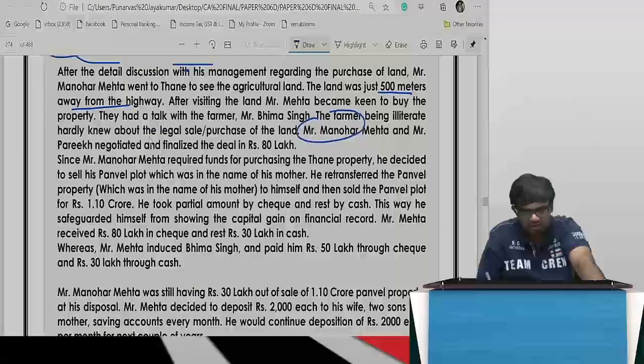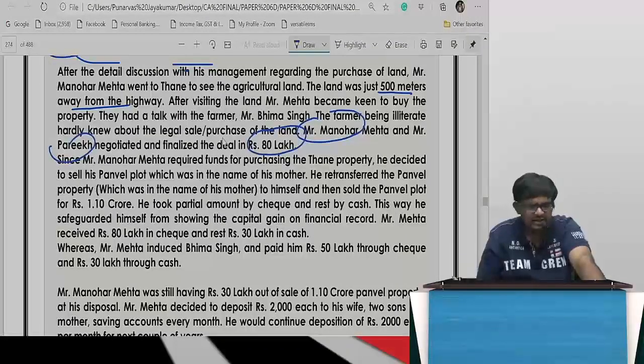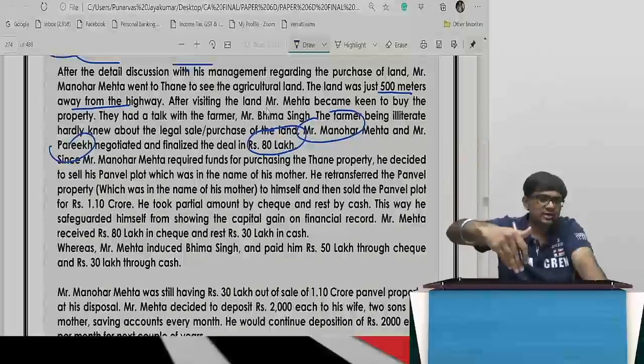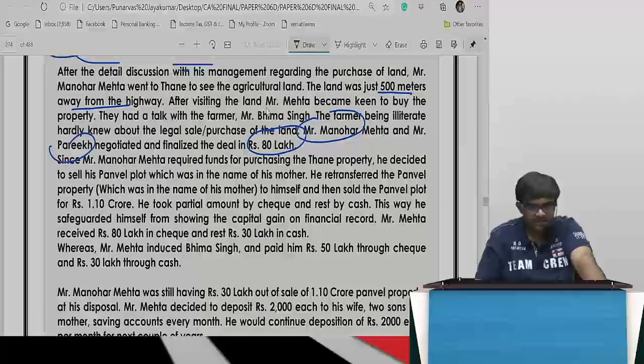Mr. Manohar Mehta and Parikh negotiated and the deal was done at 80 lakhs. So one was the 10,000 square feet plot worth 1 crore, bought for 90 lakhs. Now the agricultural land was being bought for 80 lakhs.